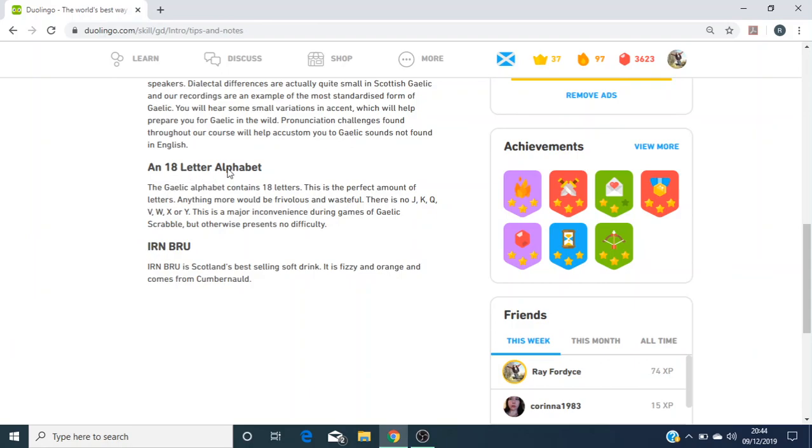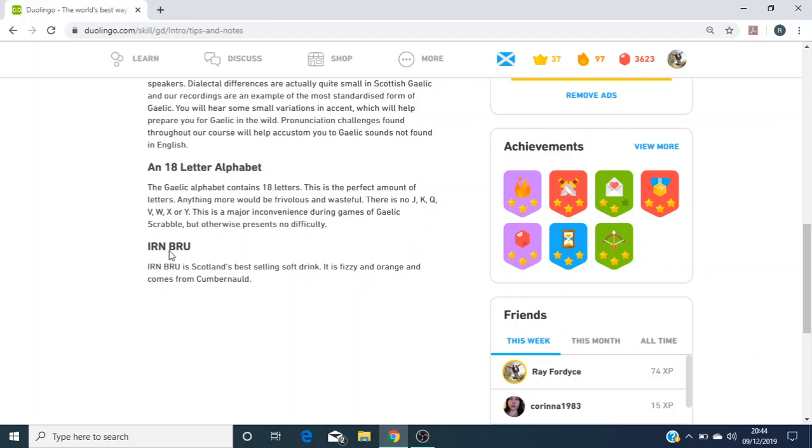So, last couple of notes. An 18-letter alphabet. The Gaelic alphabet contains 18 letters. This is a perfect amount of letters. Anything more would be frivolous and wasteful. So there's no J, K, Q, V, W, X, or Y. And there's no Z in there as well. This is a major inconvenience during games of Gaelic Scrabble, but otherwise presents no difficulty. I'm pretty sure there's no Z in Gaelic as well. Don't know why they've missed that out.